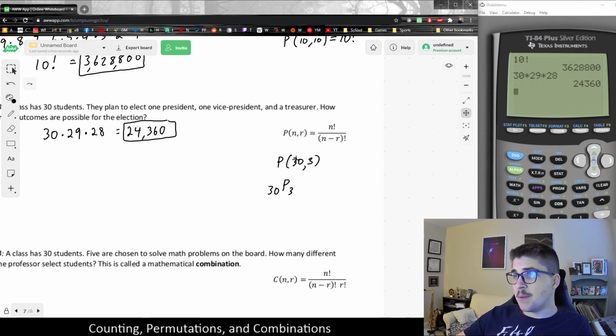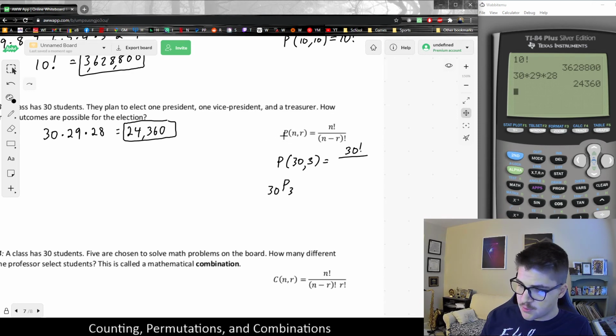And then basically those would all be equal to this formula that I have up above, where n is going to be the first number. 30 factorial would be in the numerator. And then in the denominator, it's always n minus r, the difference between these two things, n and r. 30 minus 3 is 27 factorial on the bottom. And that would also be equal to this as well.